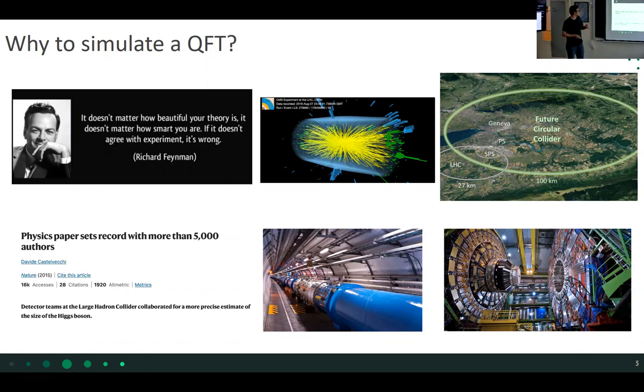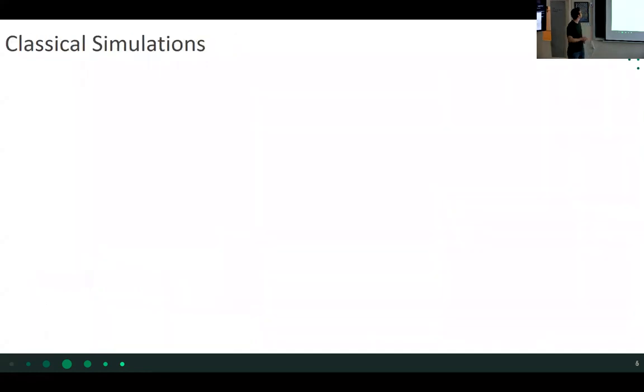And also we see this kind of funny thing that the physics papers coming out of these colliders have so many authors, many people involved in doing this experiment in order to verify the results of a quantum field theory.